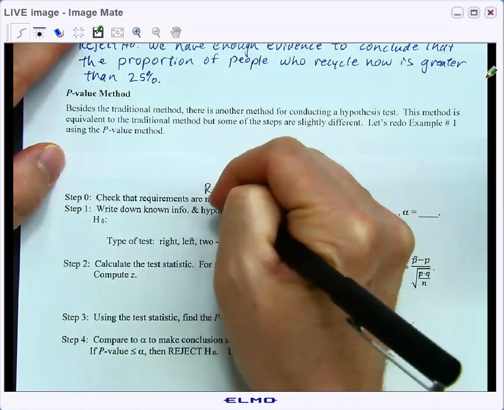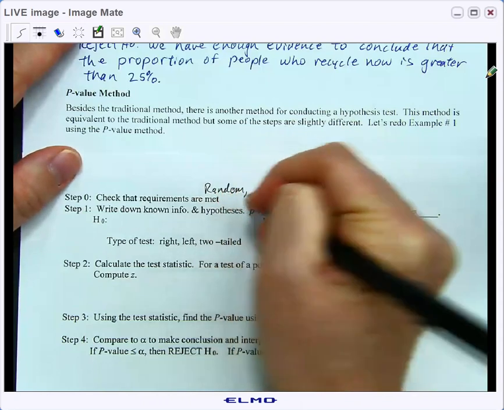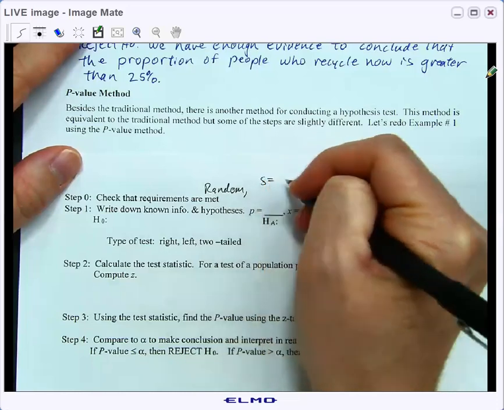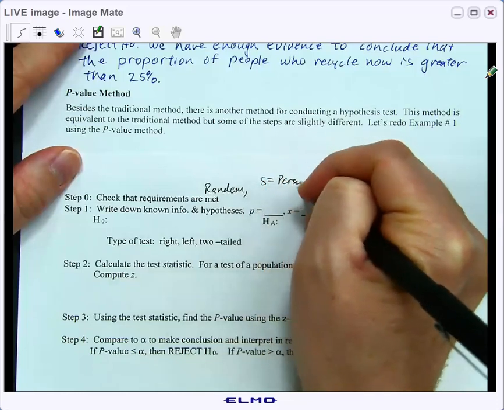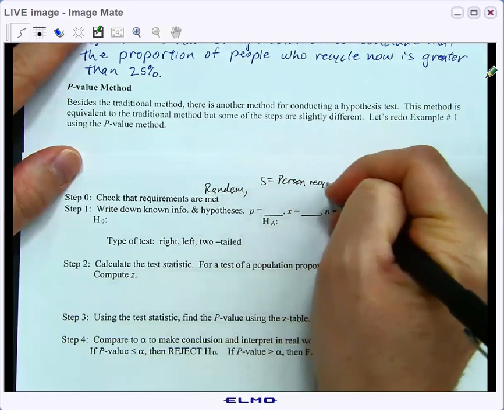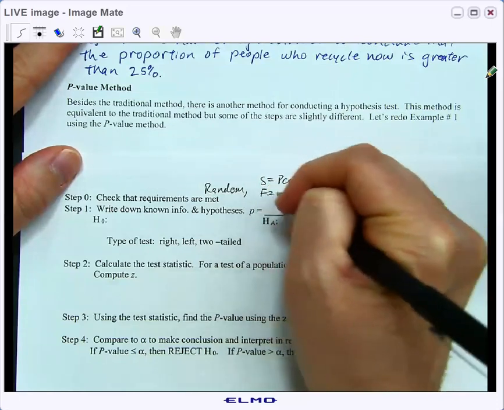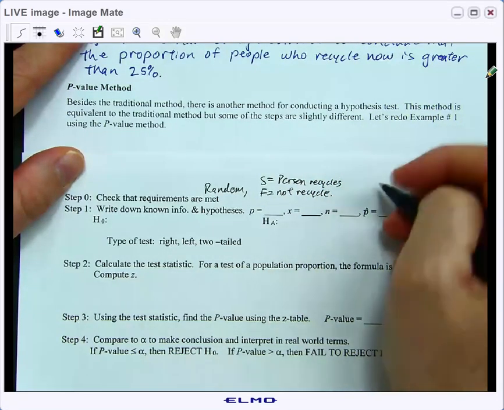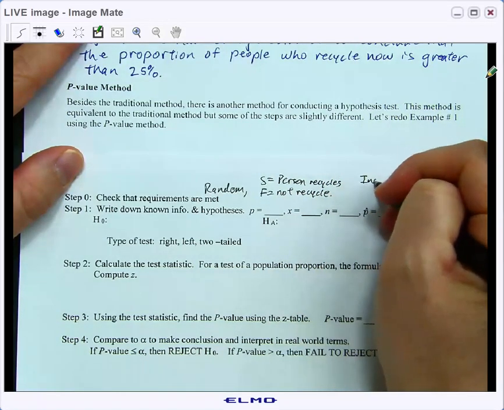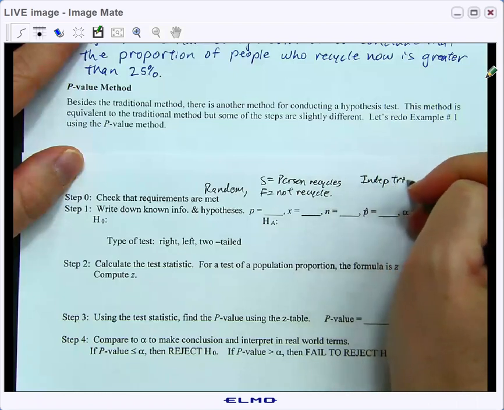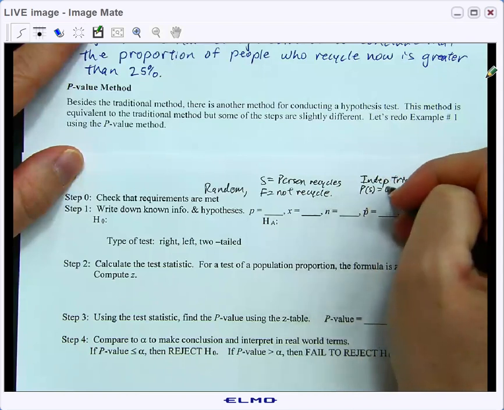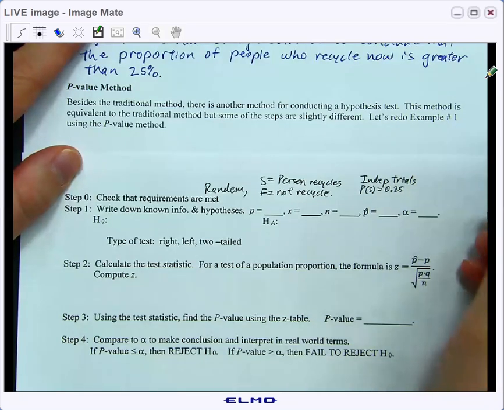So we did have a random sample. Okay, we had a binomial, so we had a success as the person recycles and a failure as not recycle. Okay, and trials are independent. So we notice then that the probability of success would be a constant, and according to this, we'd think it would be 25%. That's our default assumption going in.